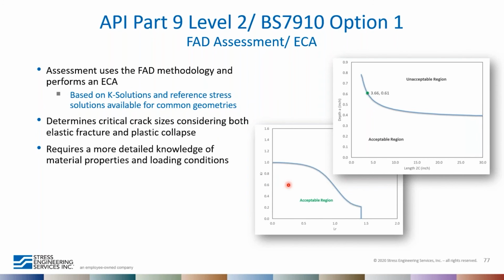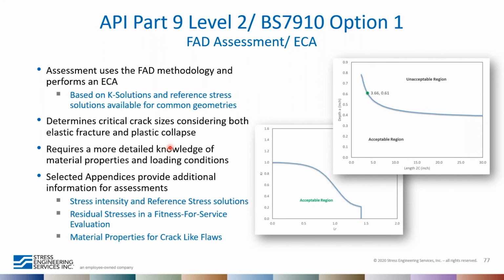In general, it takes a little bit more work. It requires a more detailed knowledge of the material properties, the K1C. You can use the various estimation techniques that we talked about previously for establishing that. And then in addition to that, the codes provide selected appendices that tell us what to assume for the residual stress in a weld, for example, and help us to estimate material properties. And then also both BS 7910 and API 579 have the reference stress solutions included.